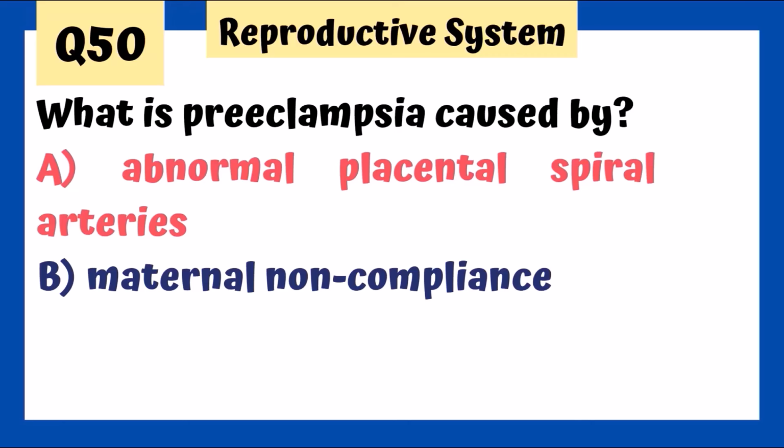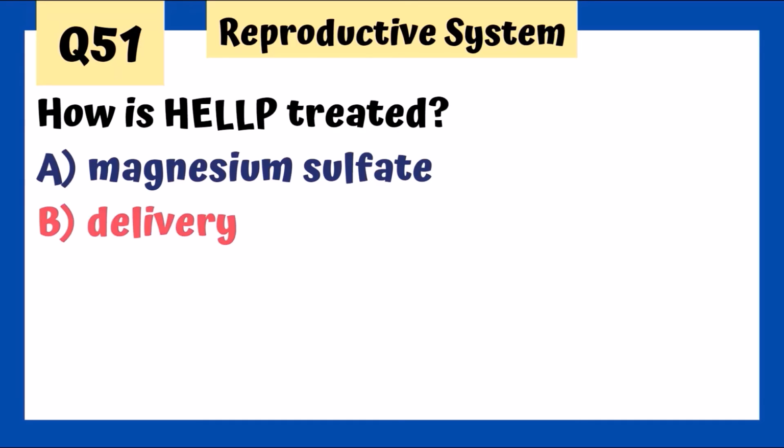HELLP is a related syndrome. That's where we see preeclampsia with thrombotic microangiopathy of the liver. So we see low platelets and elevated liver enzymes, along with hemolysis. On histology, we see schistocytes. We also see that in two conditions, hemolytic uremic syndrome and TTP. How is HELLP treated? Again, with delivery.